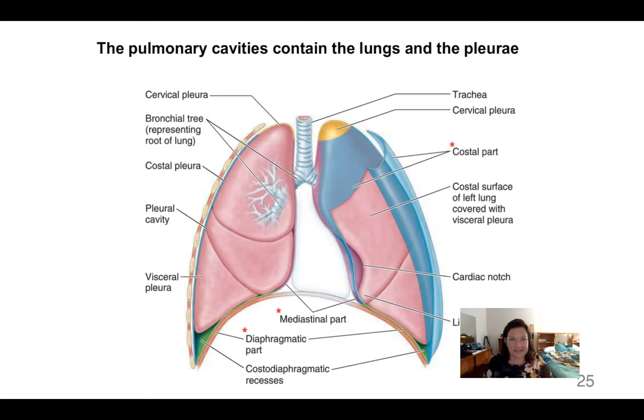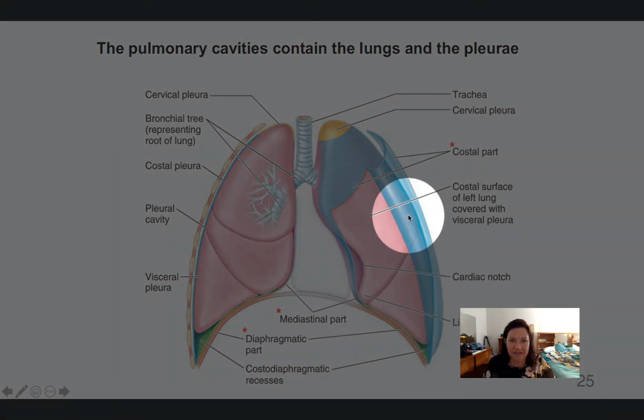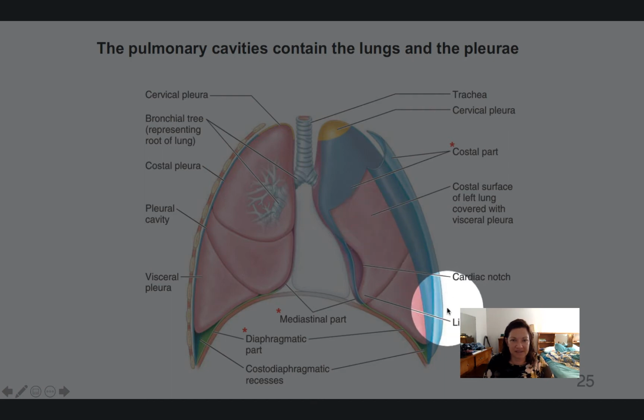So we'll go back to this image just for a moment. And now you can see what we're talking about. So here, the pleura has been peeled open over the left lung, revealing 2 lobes of the left lung and 3 lobes of the right lung.